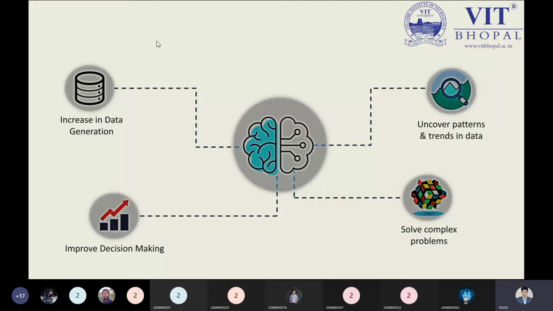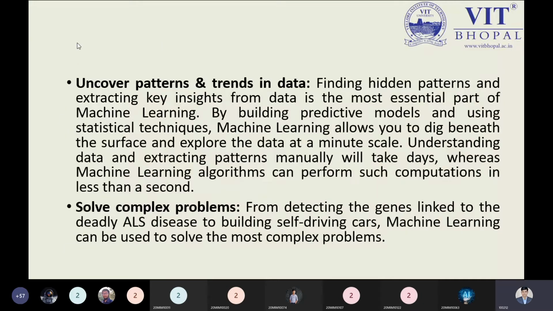I'm not speaking any more terms from this slide. Uncover patterns in training data is also written over here, what I have spoken, and solving complex problems. This is available over here. You can read it. I can leave these for notes purposes only, so you can go to that part and find it.